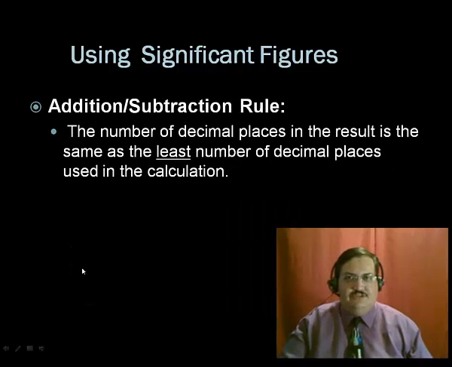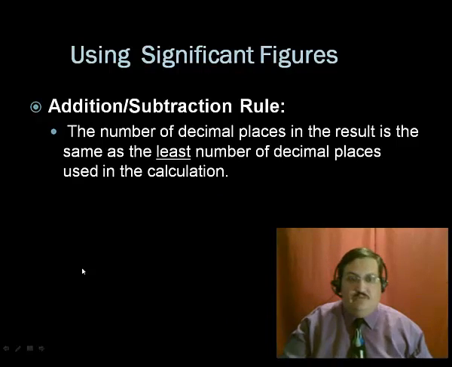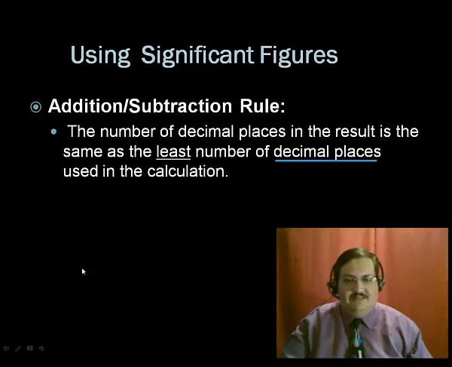With addition and subtraction, we have a slightly different rule. The number of decimal places in the result is the same as the least number of decimal places used in the calculation. We're not talking about specifically the number of significant figures, but the least number of decimal places, where that last significant figure was.